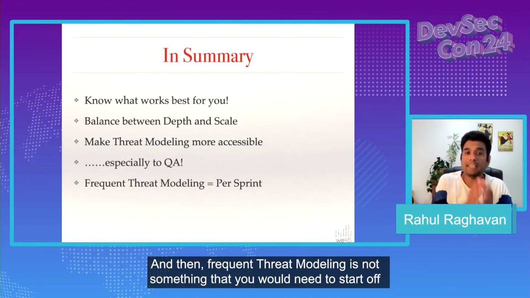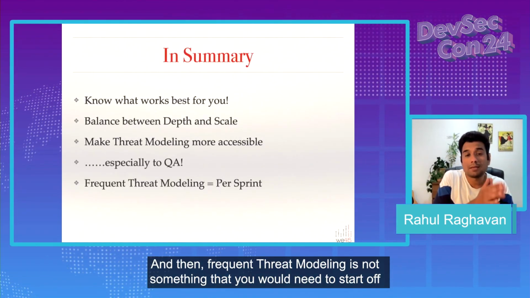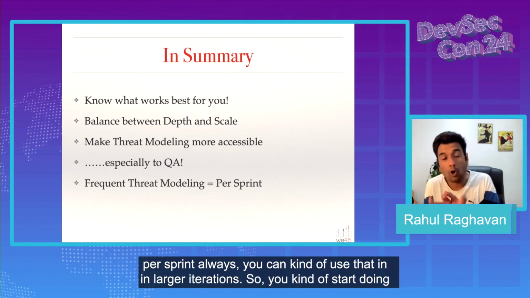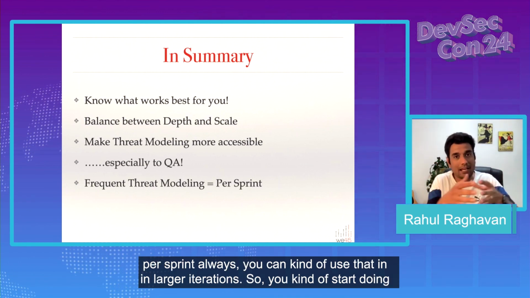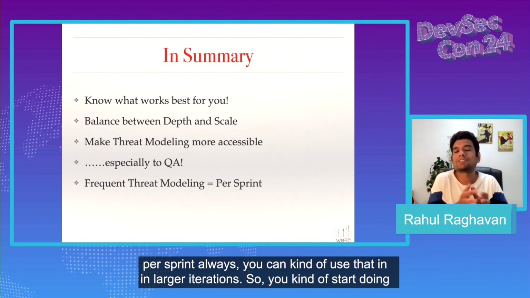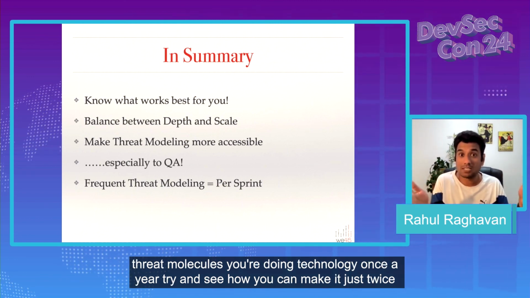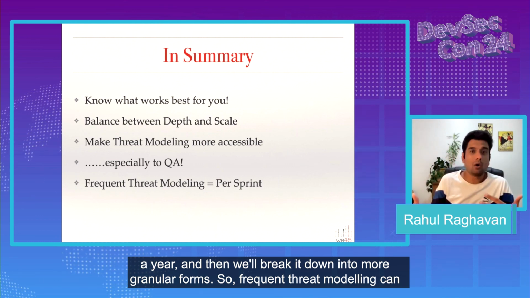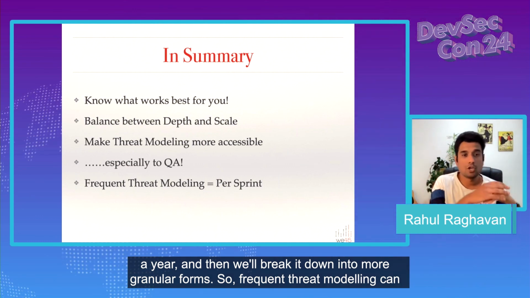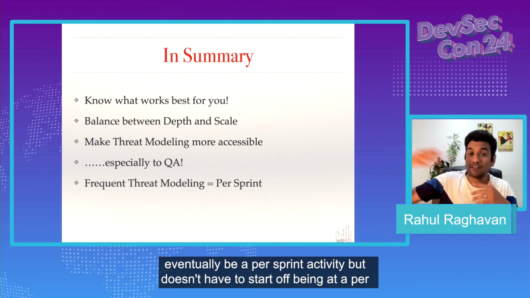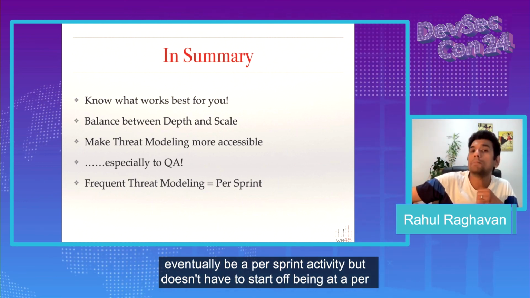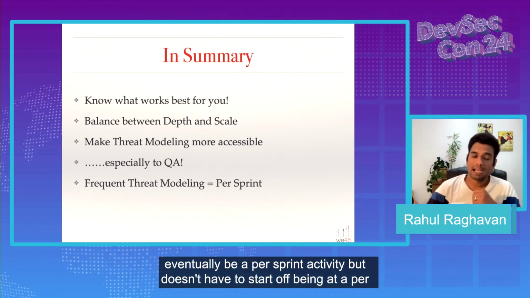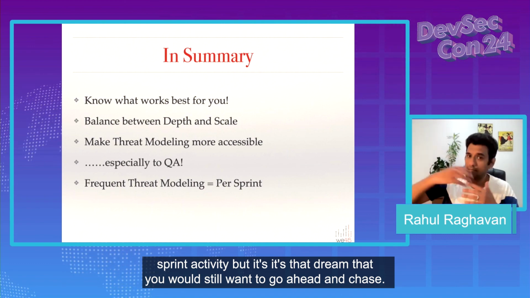And frequent threat modeling is not something that you need to start off doing per sprint. You can use larger iterations. If you're doing threat modeling once a year, try and see how you can make it twice a year, and then we'll break it down into more granular forms. So frequent threat modeling can eventually be a per sprint activity, but it doesn't have to start off that way. But it's that dream that you would still want to chase.